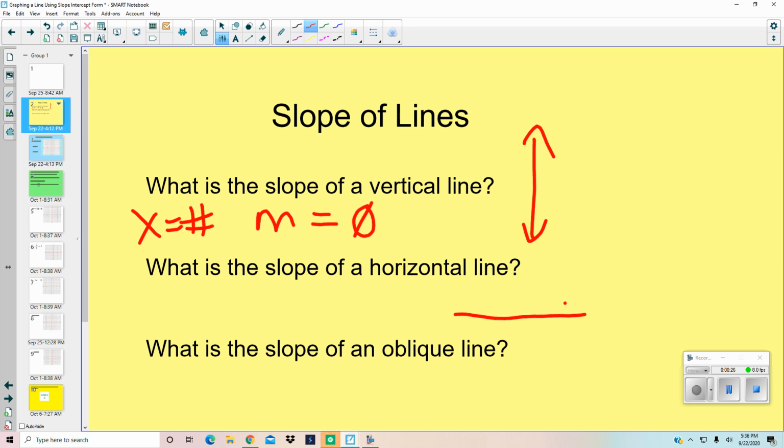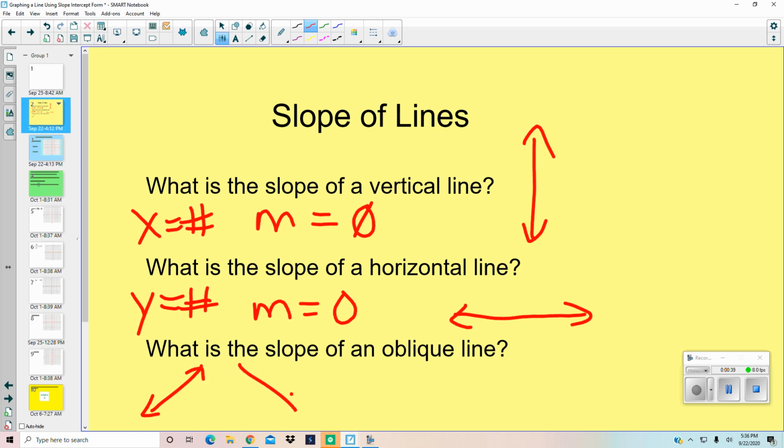A horizontal line looks like this. The slope is 0. The equation is y equals some number. And then an oblique line looks like this or like this. So there's a positive slope, so m is greater than 0, and m is less than 0. And the equation is y equals mx plus b. And m is the coefficient of the x.